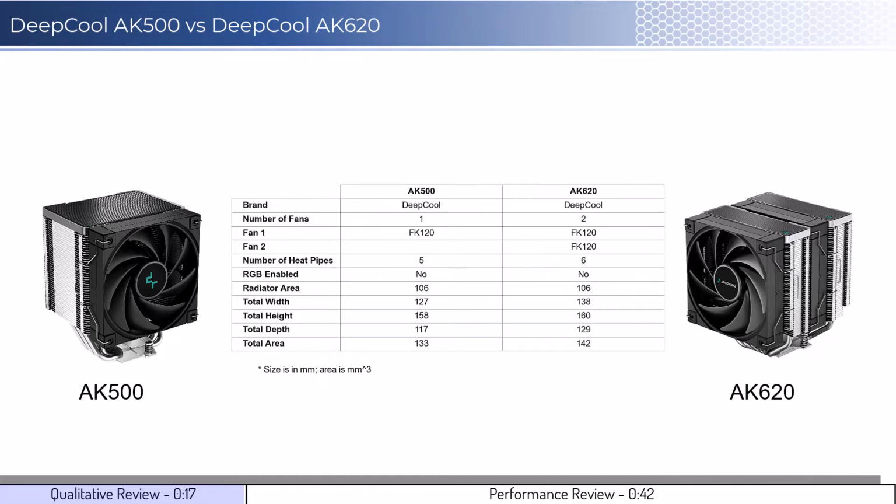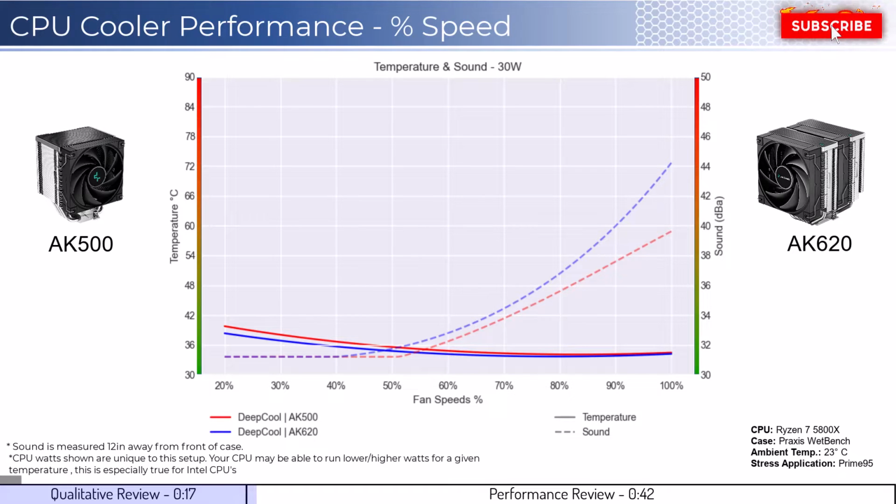Next, let's dig into the performance. We're going to cover two sets of graphs, one normalized by percent speeds and the second normalized by noise levels. Note that these graphs are created by using machine learning models to help break down the performance using over 1 million data points in an open case. This means that performance may differ depending on your case's airflow and your CPU.